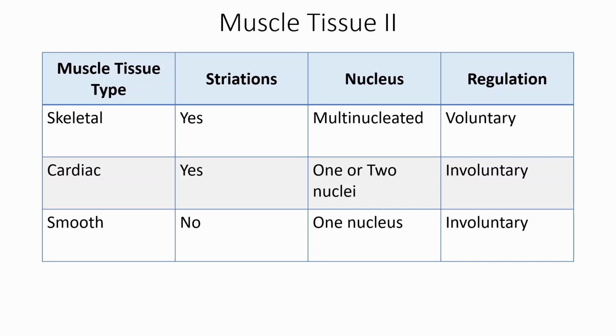So let's start with skeletal. When it comes to striations, we do have striations. That's not unique to skeletal, but it is a key thing. If you see striations, you know you could be looking at skeletal muscle. And when it comes to the nucleus, we are multinucleated, meaning we have lots of nuclei, right? We're looking at lots and lots of nuclei. And so that would be the one giveaway for skeletal muscle, the multinucleated appearance.